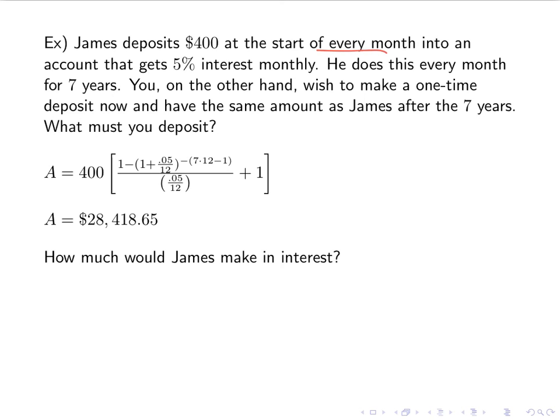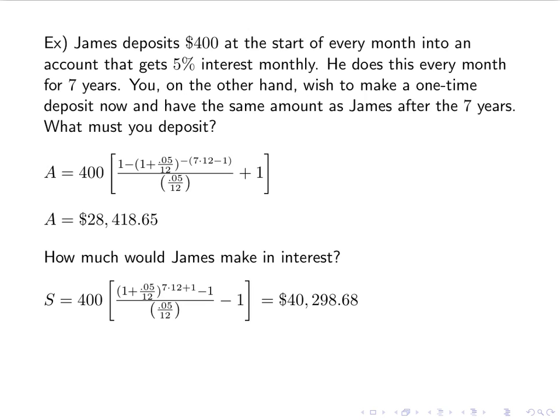It's the start of every month, so it's annuity due. But now I need to find his future amount, so I'm going to use that equation. And again, the other letters are still the same. T is still 7, little r is still 0.05, capital R is 400, M is 12. And that should be $40,298.68.